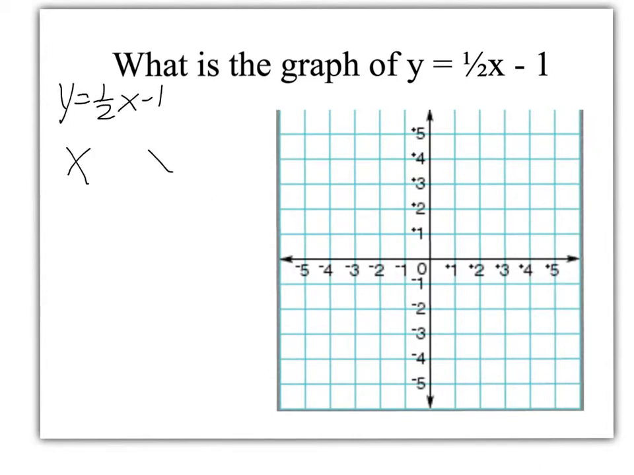Alright, so we're going to make a table. Now, if you know you're going to be multiplying by a half, you want to pick numbers that when you divide by 2 are still going to be whole numbers. I mean, you don't have to, but it just makes the graph easier.